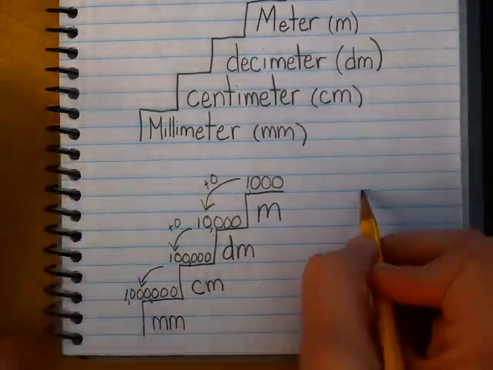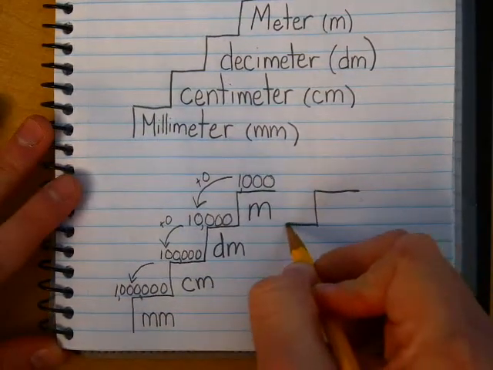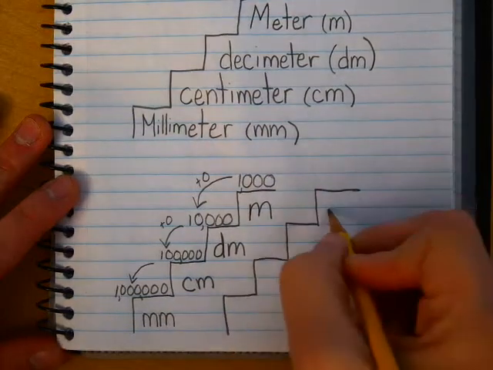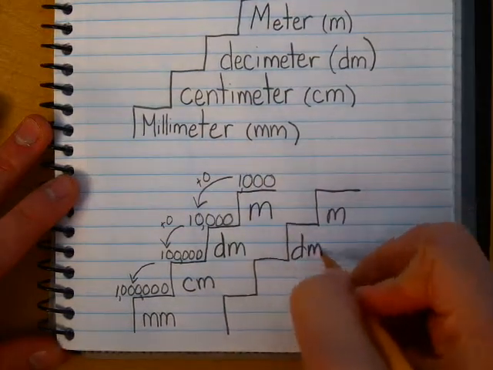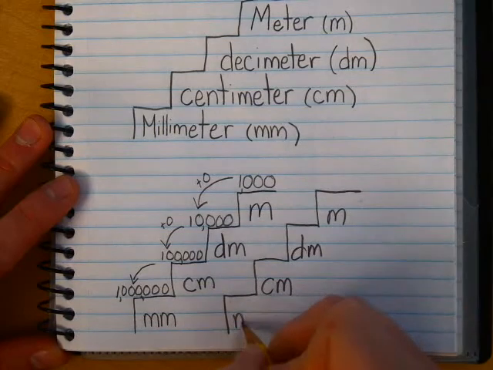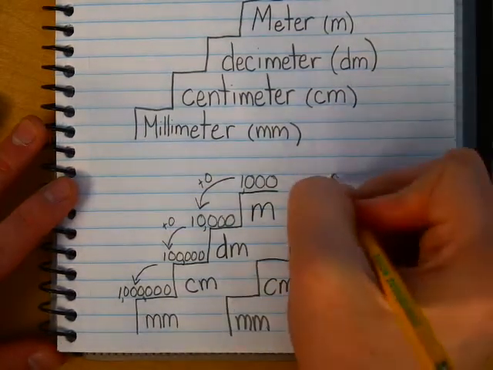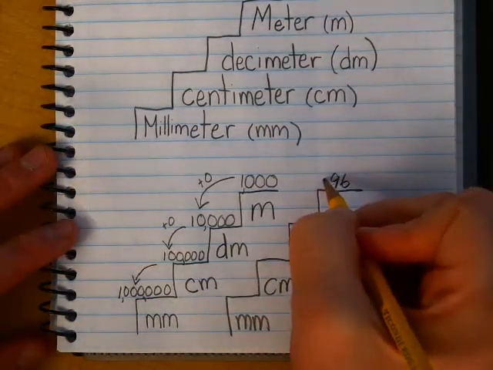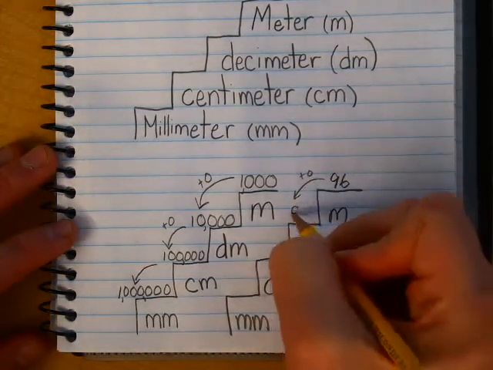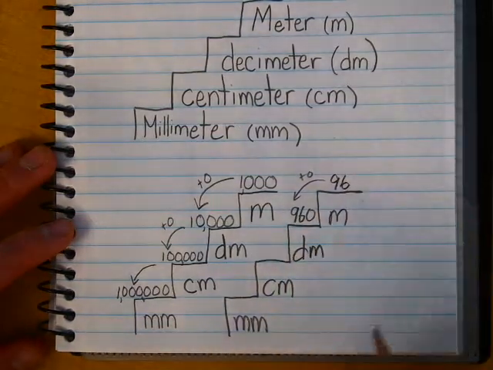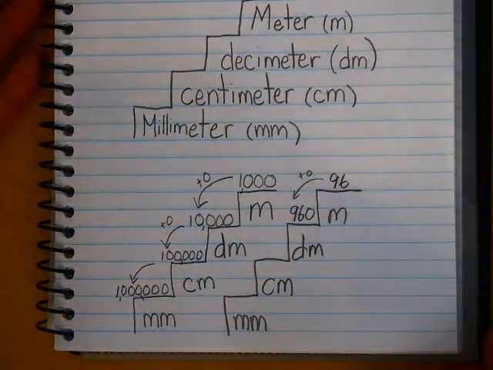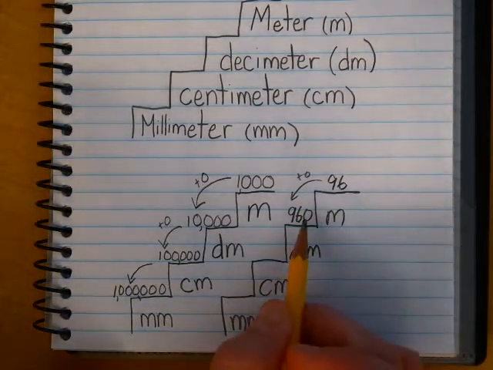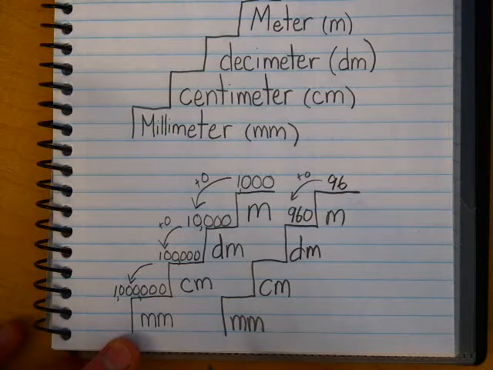I'll draw another set of steps beside it so you can see. I'm going to put my meter, decimeter, centimeter, and millimeter in there. Let's say I have 96 meters. All you got to do is add a 0 going down. Just add your 0, and I have 960. Essentially, you're multiplying by 10. For those of you who are thinking about multiplication, adding that 0 to the end means you multiplied by 10, and you have 10 of those now.